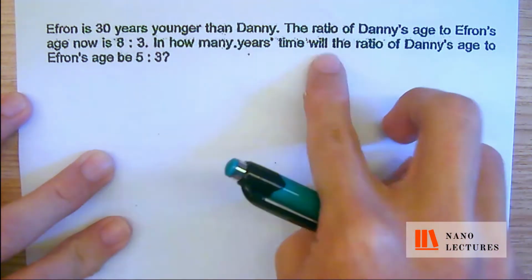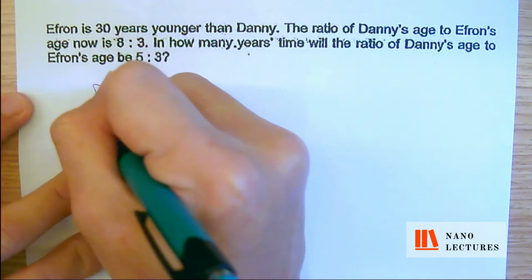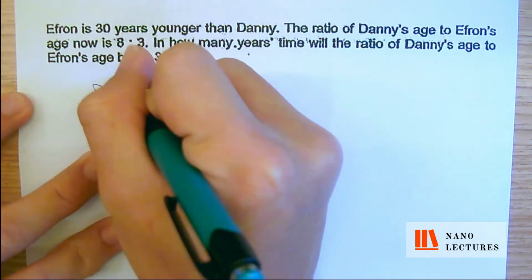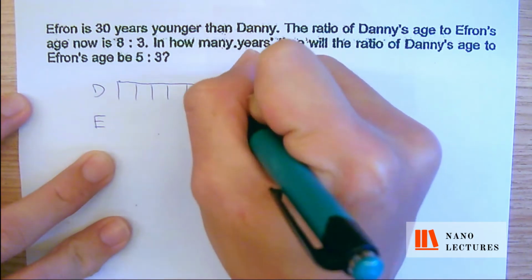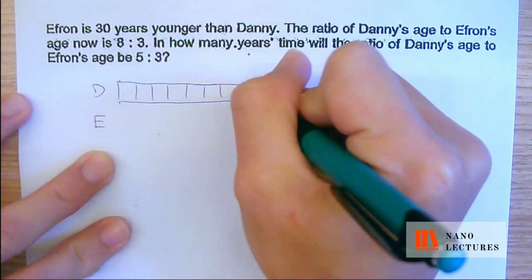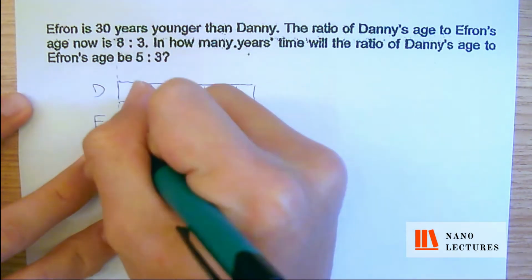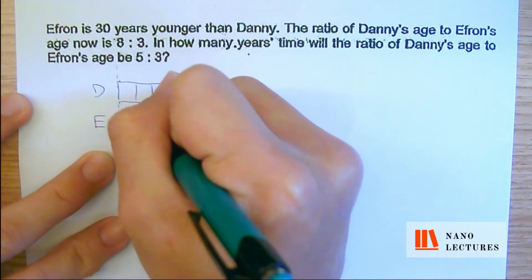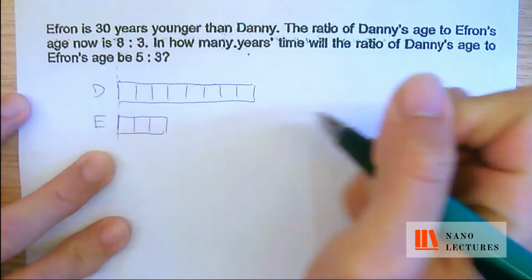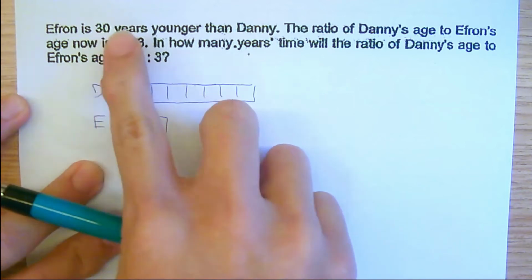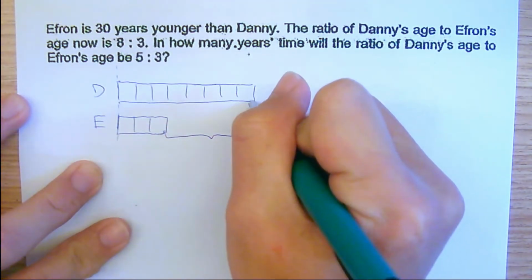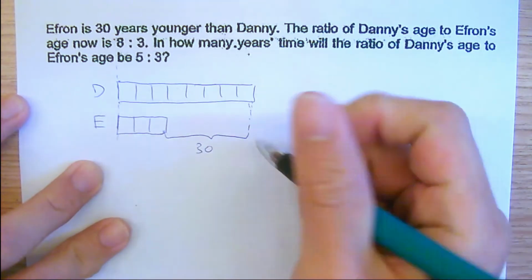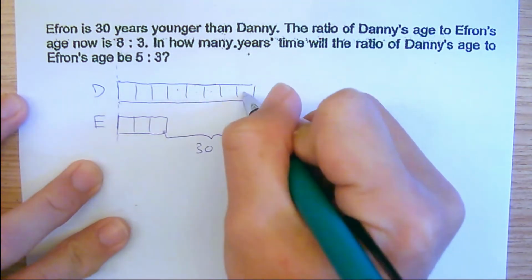Danny to Efron is 8:3. So Danny, Efron, 8:3. 1, 2, 3, 4, 5, 6, 7, 8. Efron will be 3. 1, 2, 3. And they said that Efron is 30 years younger than Danny, which means that this is 30. So this is 1, 2, 3, 4, 5.